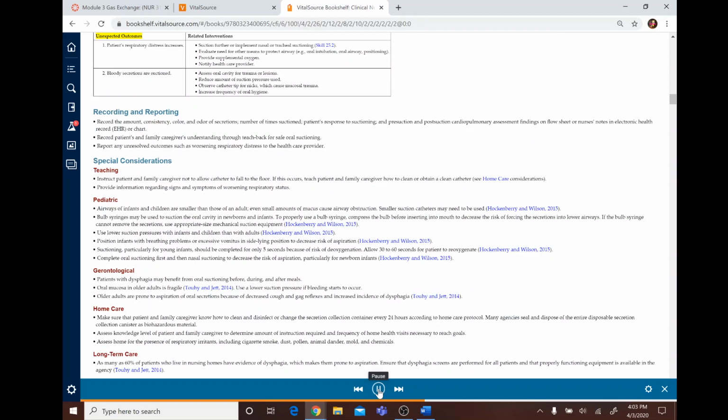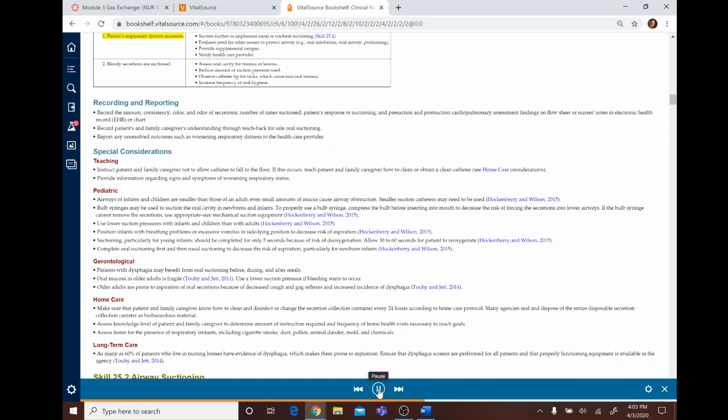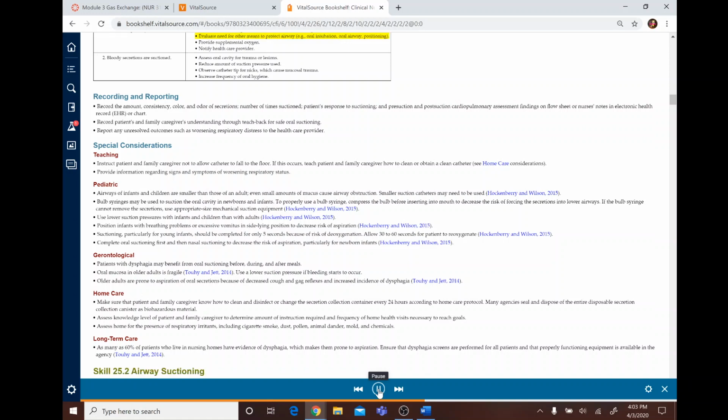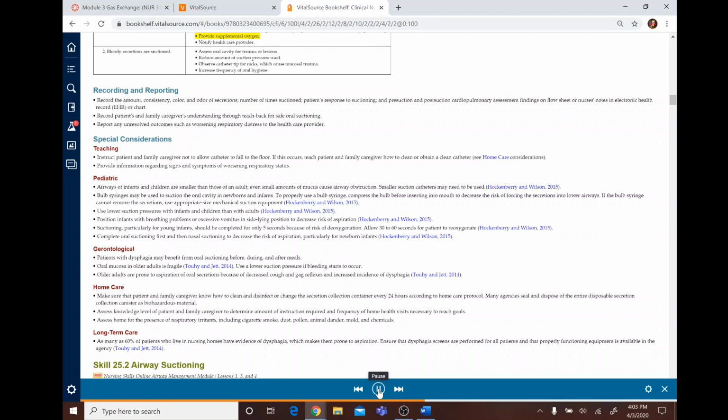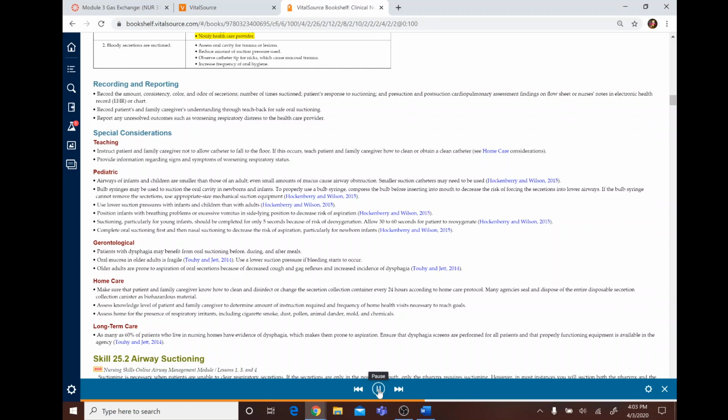Unexpected outcomes. Related interventions. 1. Patient's respiratory distress increases. Suction further or implement nasal or tracheal suctioning, Skill 25.2. Evaluate need for other means to protect airway, for example oral intubation, oral airway, positioning. Provide supplemental oxygen. Notify healthcare provider.